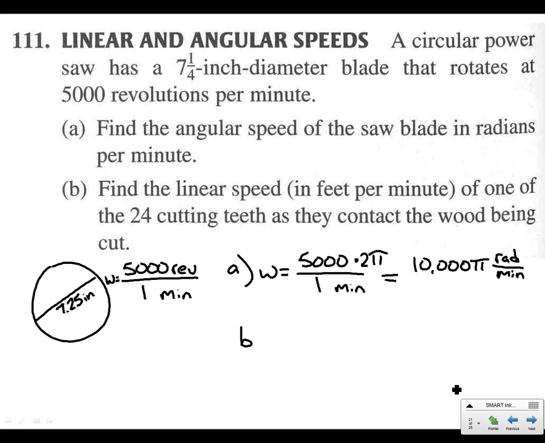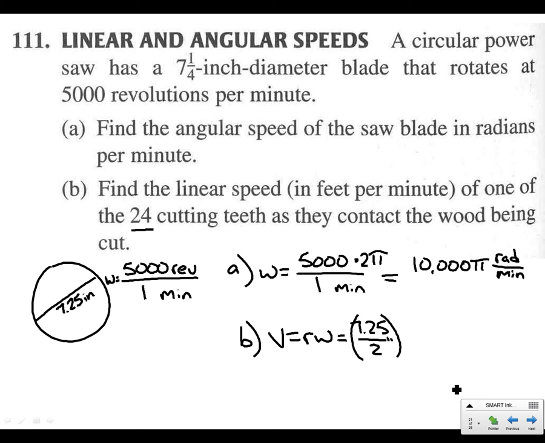And so with that, we can figure out B, because we want to find the linear speed of one of the cutting teeth as they contact wood being cut. Find the linear speed in feet per minute. All right, so it doesn't really matter. This 24 cutting teeth is kind of throwing you off. Any of the teeth are going to have the same linear speed. Anywhere on the circle is going to have the same linear speed. And it's defined by V equals R omega. And the radius is going to be 7.25 divided by 2.